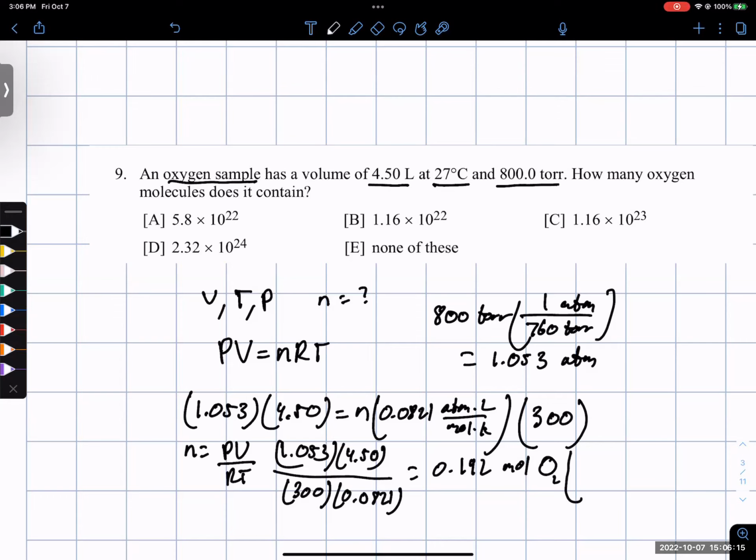So are we done here? Can we pack it up? We're done with the problem? I think the answer is E, because we got 0.192 moles of O2, but that doesn't correlate to A, B, C, or D. Yeah, I'm trying to think of what to do next. I'm kind of stumped. Do any of y'all know how to solve this problem from here? I think it's E. Is it not E?